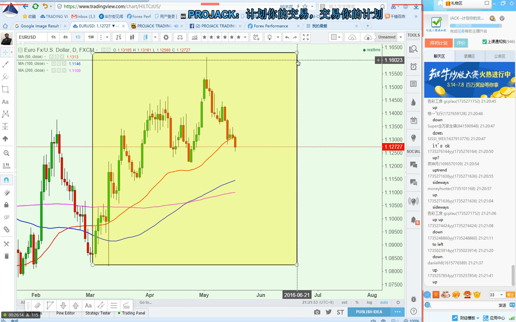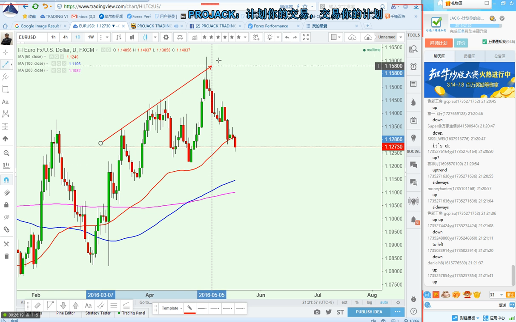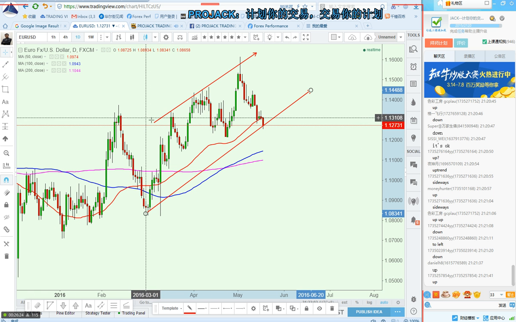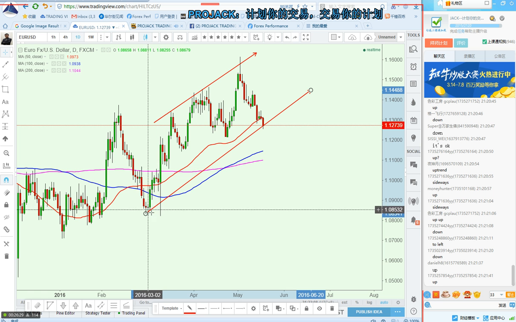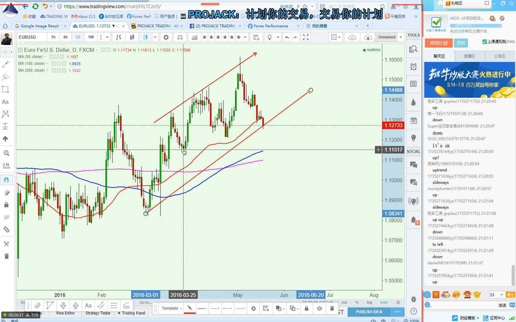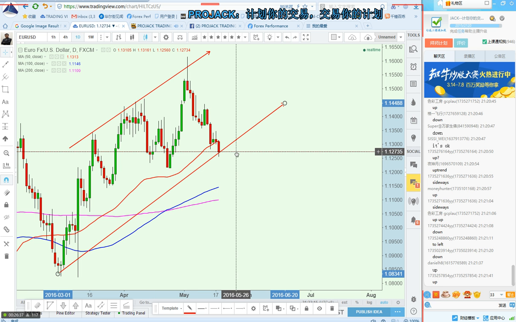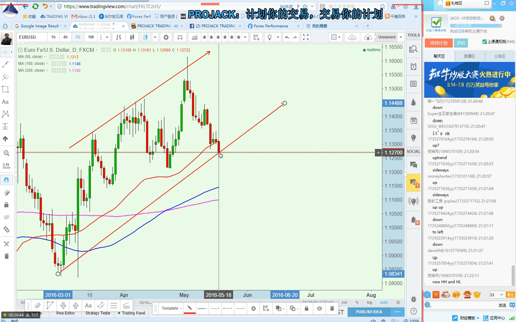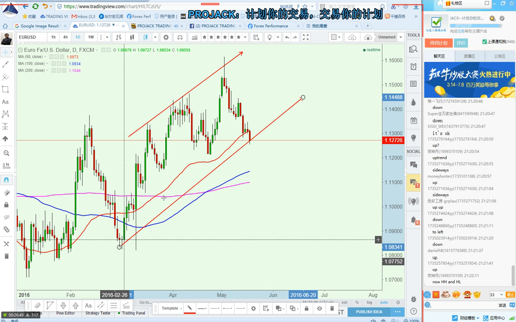Because why? Because in an uptrend, you will see the higher highs and higher lows. Correct? It's making high, breaks a new high, and makes a higher high. This one, the initial low, higher low, higher low. Now compared to April 25th, euro is still above the low of April 25th. So it is still a higher low. So technically speaking, it is still in an uptrend.